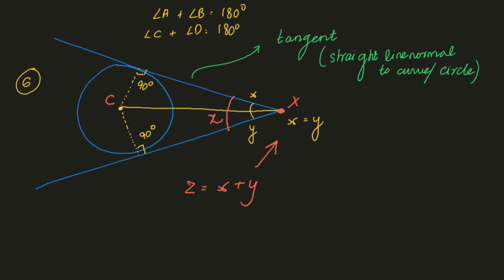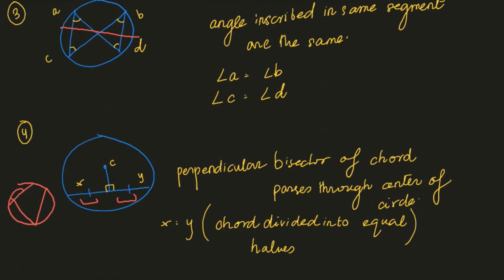Another really important thing is that the angle between the radius, like this line, let's call this y, so the angle between cy and yx is always going to be 90 degrees. So yeah, that's it. These sum up basically all the properties of a circle.